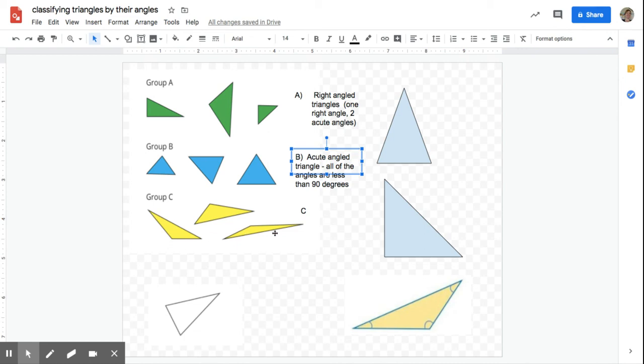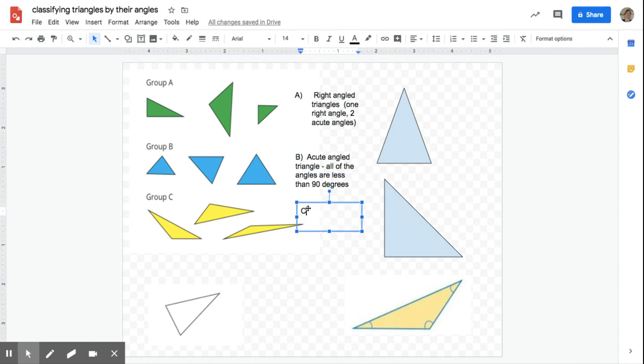Finally, look at group C and this little triangle down here. You'll notice, of course, it has two acute angles, but if you look at this angle over here, you'll notice it's greater than 90 degrees. Do you remember what the name of that kind of angle is? It's called an obtuse angle. And if a triangle contains one obtuse angle, then it's classified as an obtuse angled triangle.